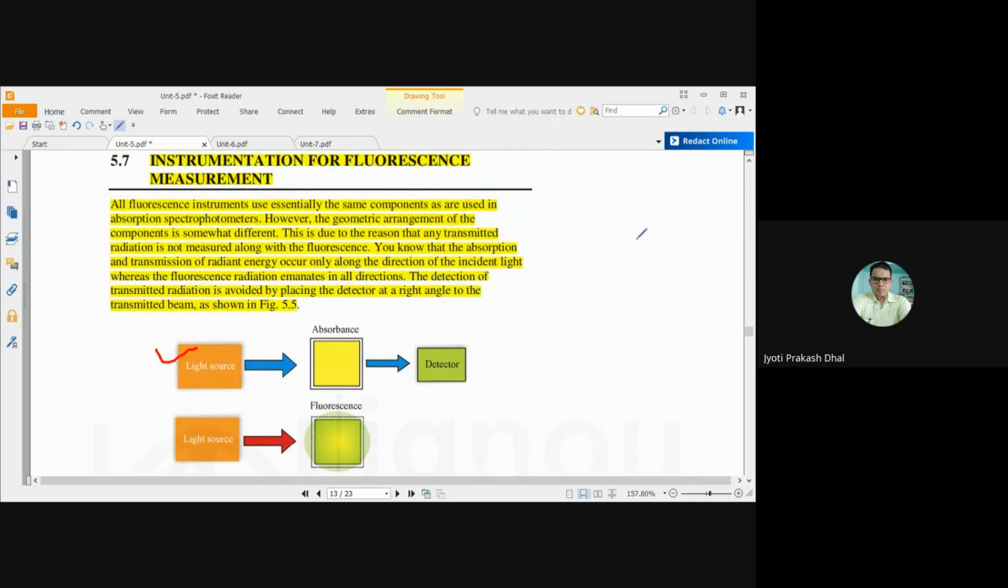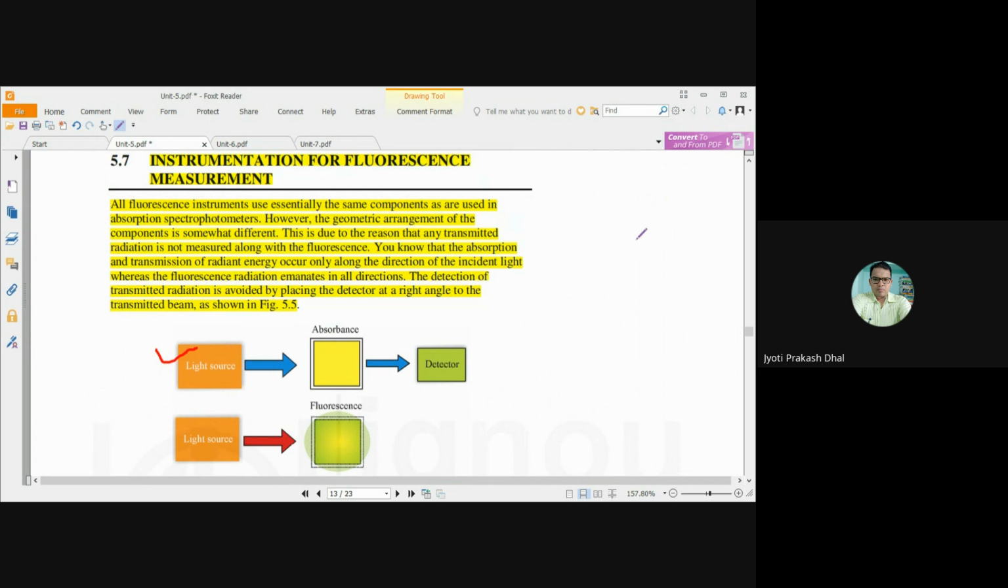A fluorescence instrument usually has the same components that are used for an absorption spectrophotometer. However, the geometric arrangement of the components is somewhat different. This is because transmitted radiation is not measured along with fluorescence.